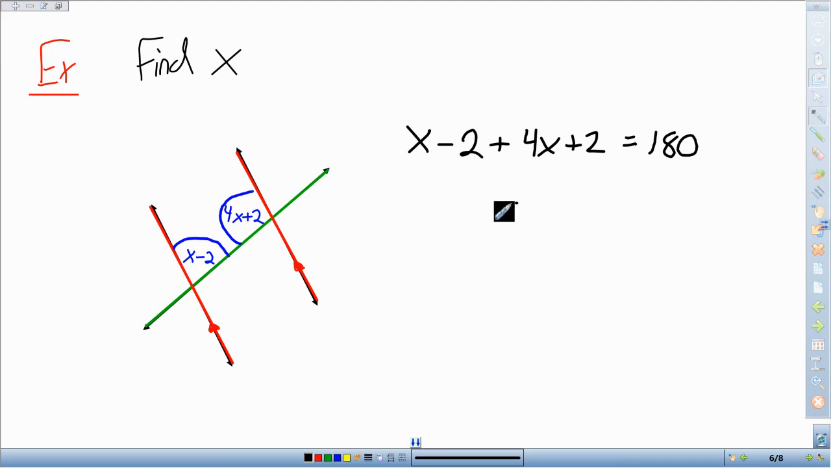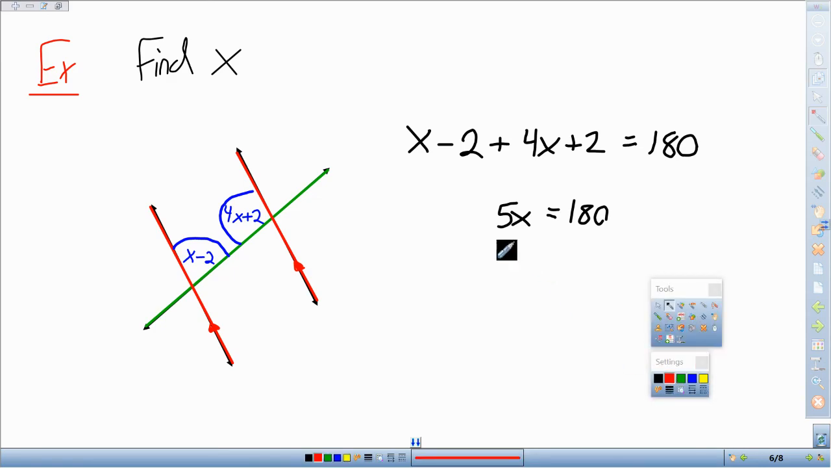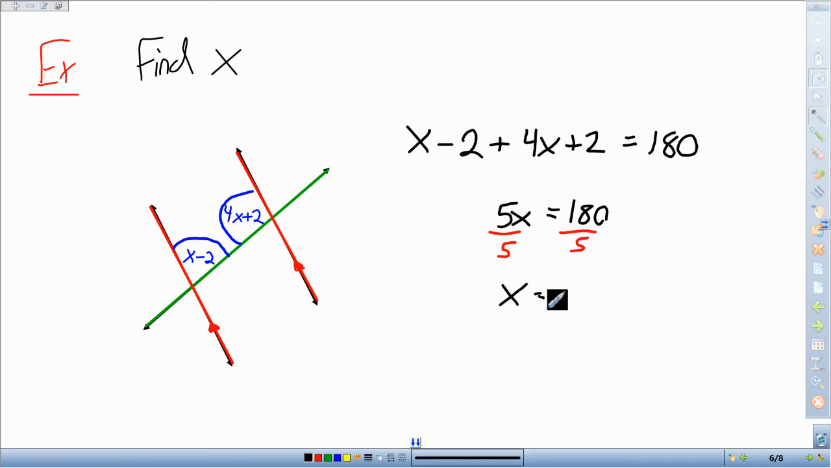Okay, so we have variables already on the same side. We can combine them. 1x and 4x is a 5x. A negative 2 plus 2 gives me a 0, right? I could put plus 0, but I don't need to. They just disappear, and I get 5x equals 180. And this is where I would probably grab my calculator because I don't want to mess up. And I get 36 when I divide 5 into 180.